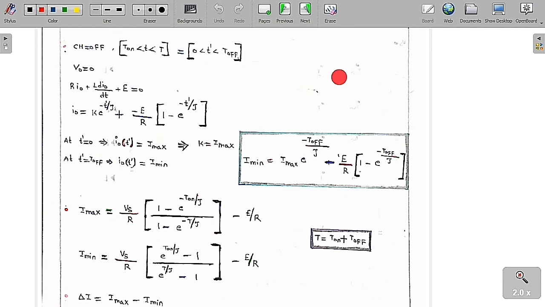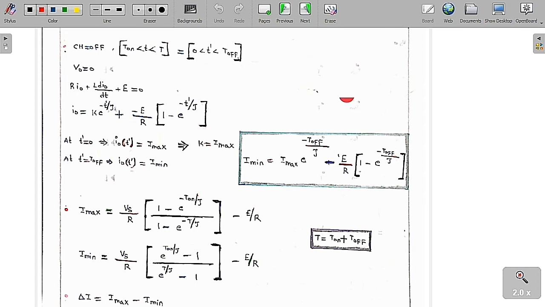So basically we got two equations, the above one and the second one. These are two equations with two unknowns, I max and I minimum. If you solve these two equations, finally we are going to get I max is equal to Vs by R into 1 minus e to the power of minus t on by tau, by 1 minus e to the power of minus T by tau, minus E by R. And similarly, I minimum is equal to Vs by R into e to the power of t on by tau minus 1, by e to the power of T by tau minus 1, minus E by R.